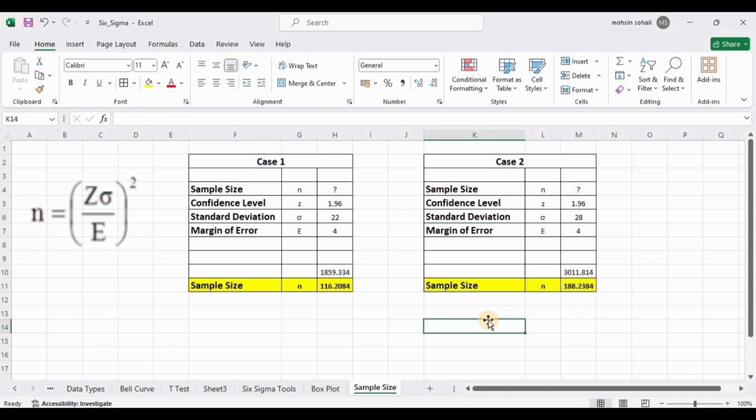So we have z and sigma value in the numerator. If we increase these two values, definitely the sample size will increase. But if we increase the error, that is actually the denominator value, the sample size will then get decreased. So that's how we can calculate the sample size.